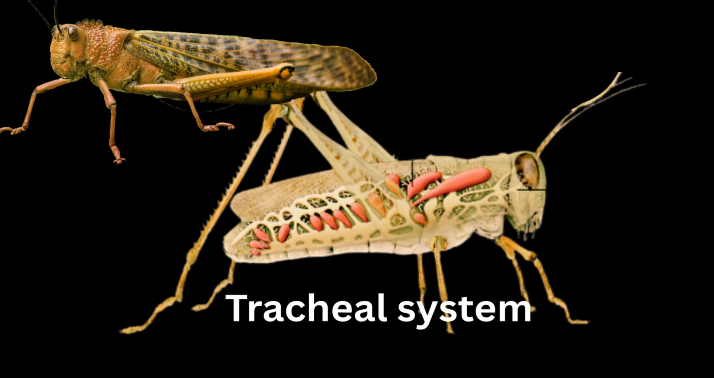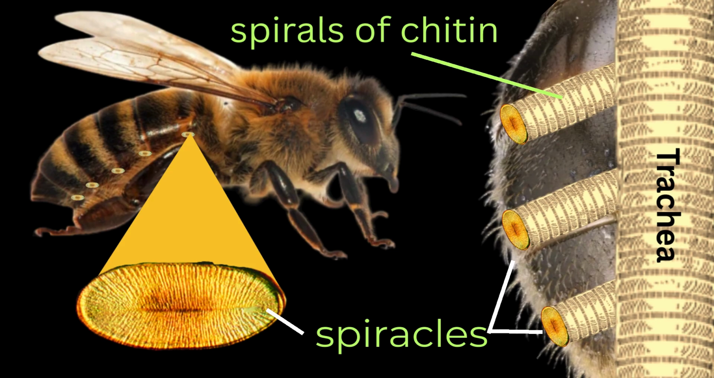The insect gas exchange system is a network of air-filled tubes called the tracheal system, which delivers oxygen directly to tissues and removes carbon dioxide without the need for oxygen transport in the blood. This system begins with spiracles, small external openings located along the sides of the thorax and abdomen. Spiracles are equipped with valves that can open and close to control gas exchange and reduce water loss. They are often surrounded by hairs or bristles that help filter out dust and pathogens.